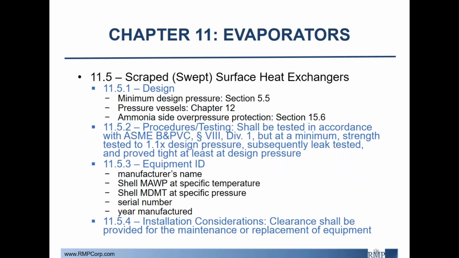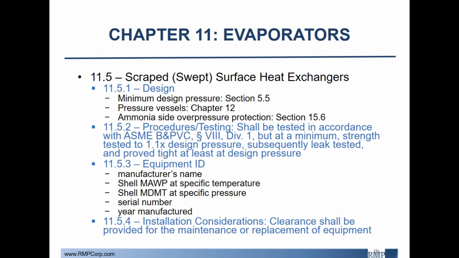Scraped or swept surface heat exchangers. Again, the same design information. We're talking about design pressure, pressure vessel requirements, and the overpressure protection in 15.6. There is an exception to that overpressure protection where the heat exchanger is built to the ASME code. You can use 15.3. So again, like some of the other types of evaporators, we're going back to that exception of being able to use two different sections depending on what kind of evaporator and the installation and setup and operation of that evaporator.